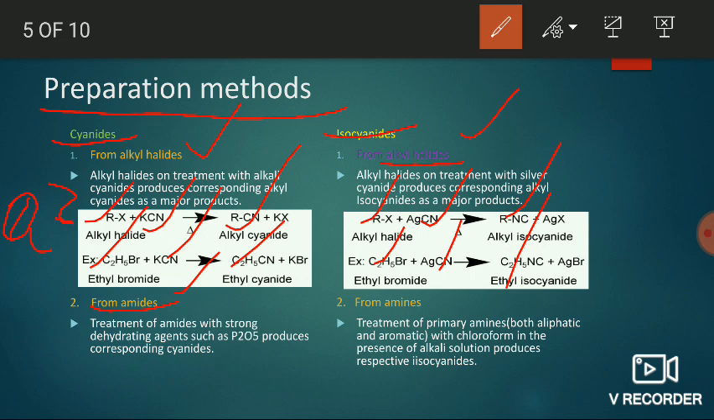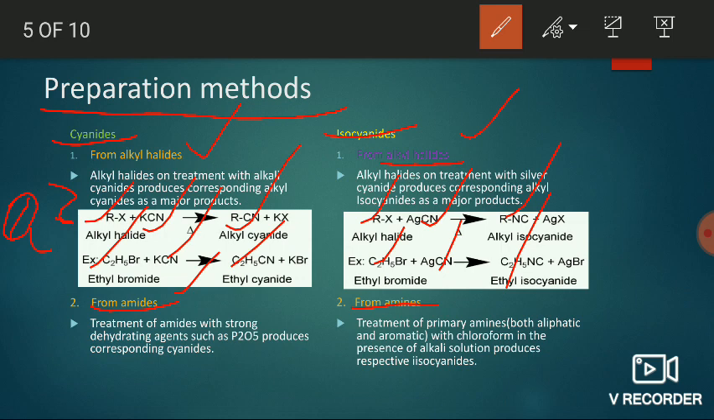Okay, next preparation method of isocyanides. It is preparation of isocyanides from amines. If you treat here, amines are three types.